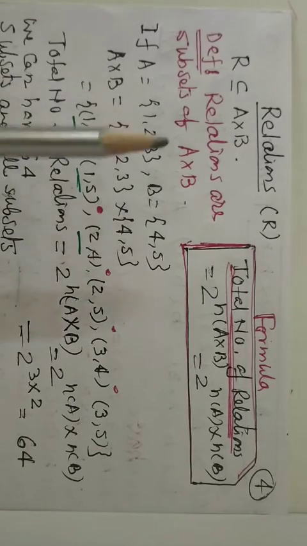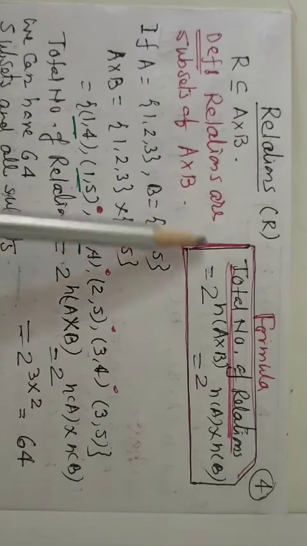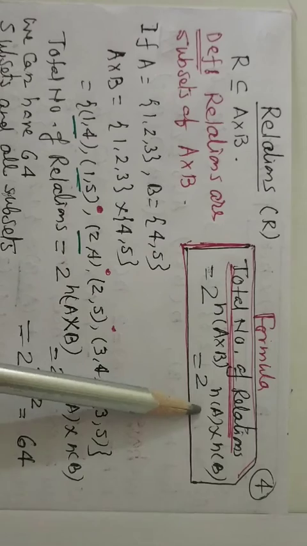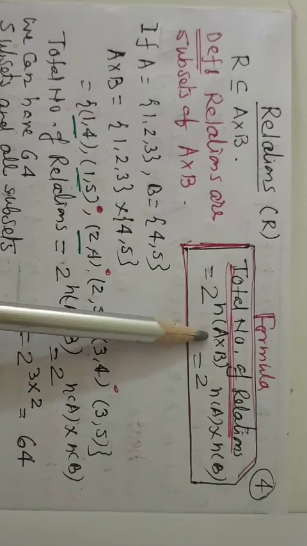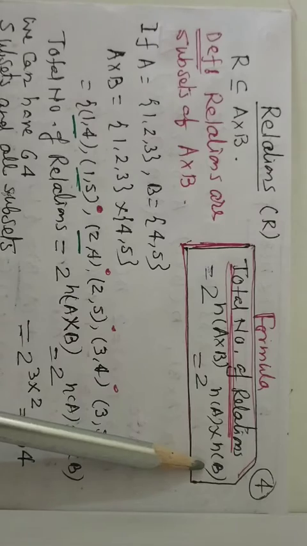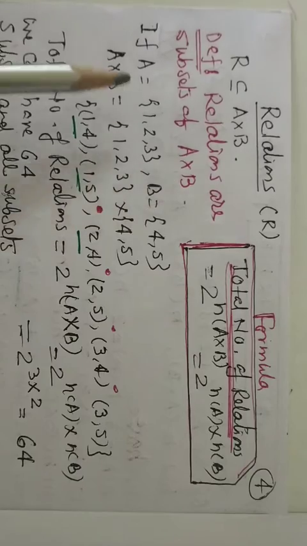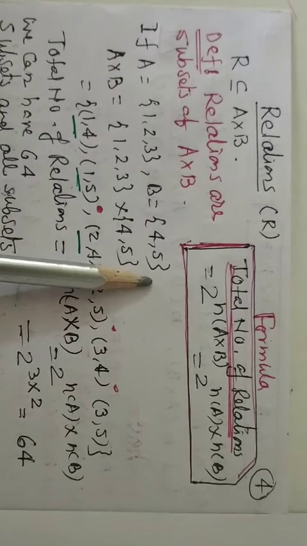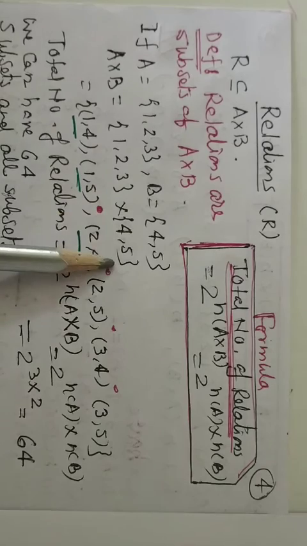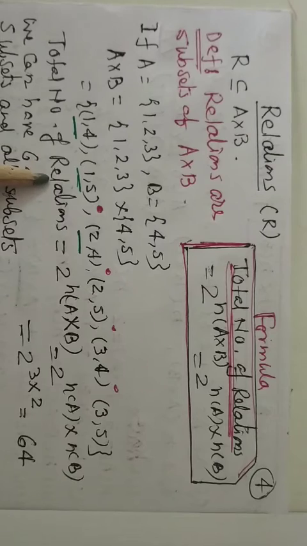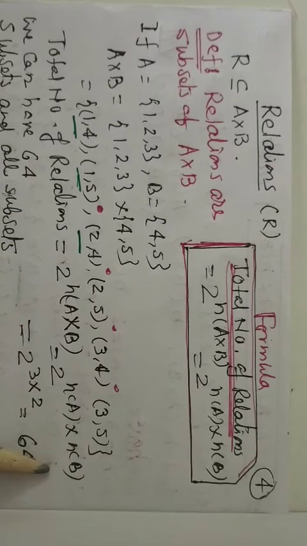Now relation. A relation is a subset of A × B, and the total number of relations is 2 to the power n(A × B). So this is 2 to the power n(A) into n(B), by the formula n(A × B) is equal to n(A) × n(B). Now definition of relation: relations are subsets of A × B. Let A be equal to {1, 2, 3}, B equal to {4, 5}. Now A × B is {1, 2, 3} × {4, 5}. You know how to write the members. Now the total number of relations by the formula n(A × B) = n(A) × n(B), n(A) is 3, n(B) is 2. So 64 relations are possible.